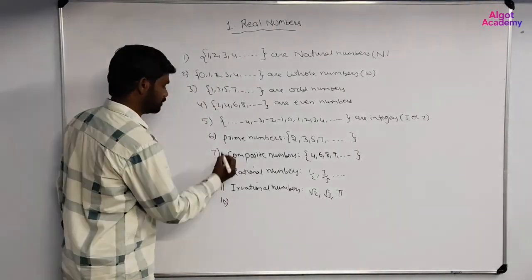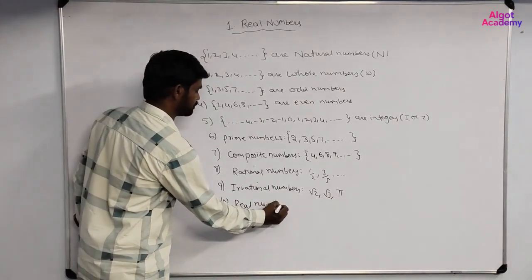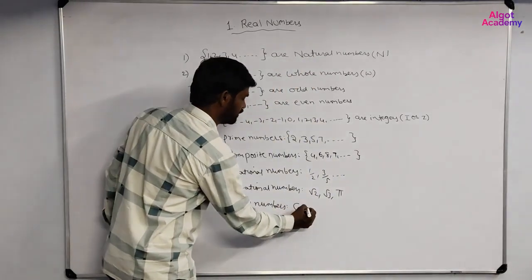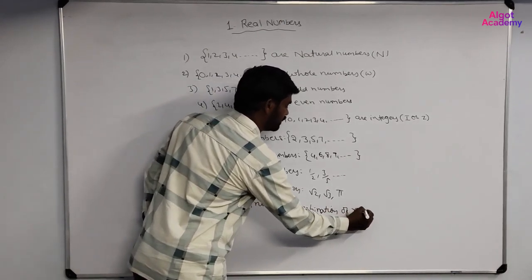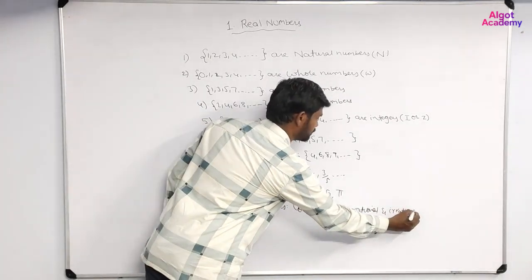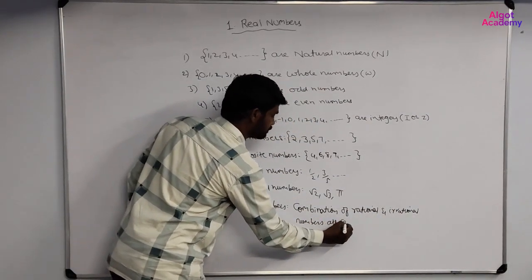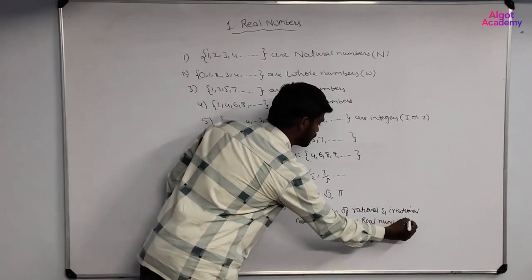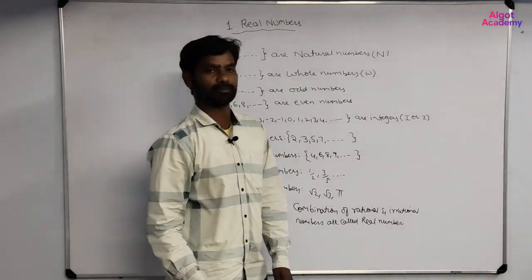Next, coming to the last, that are real numbers. What are real numbers? The combination of rational and irrational numbers are called real numbers. Real numbers are denoted by capital letter R.